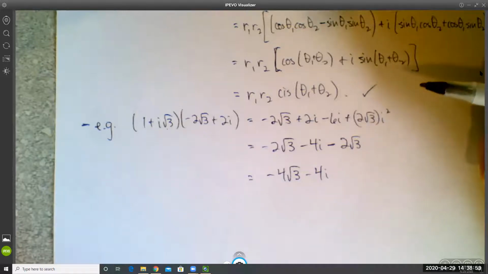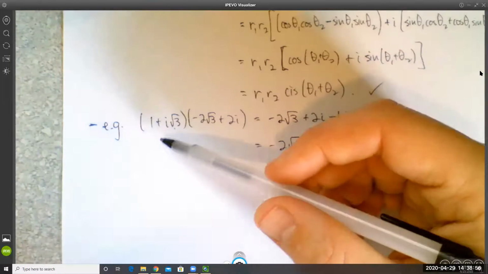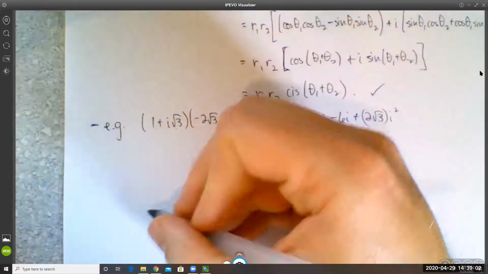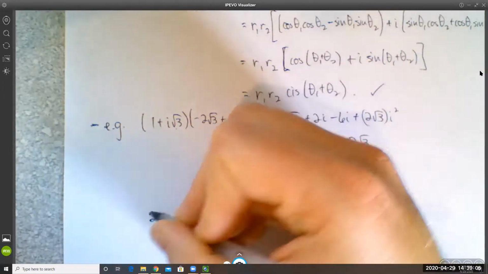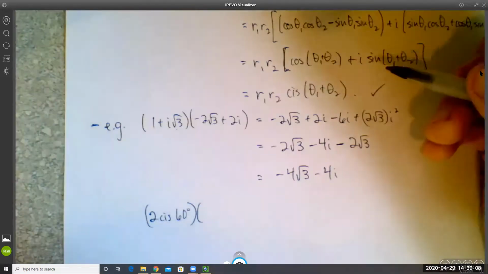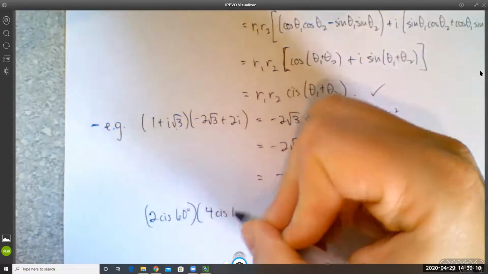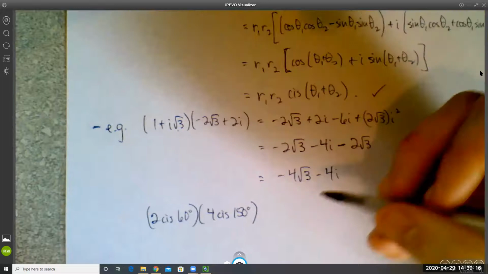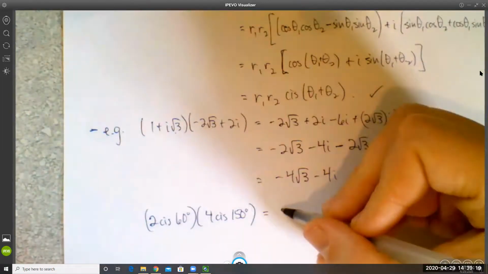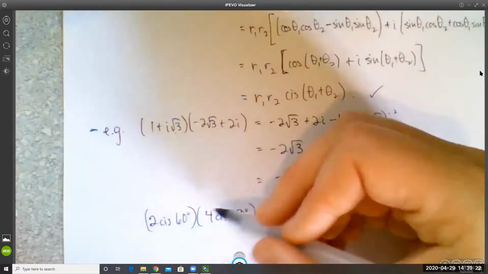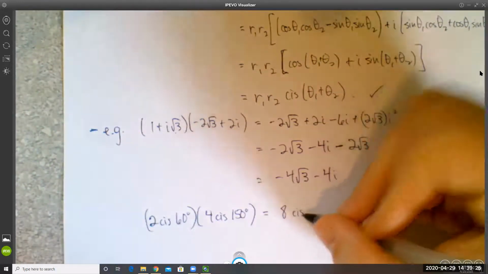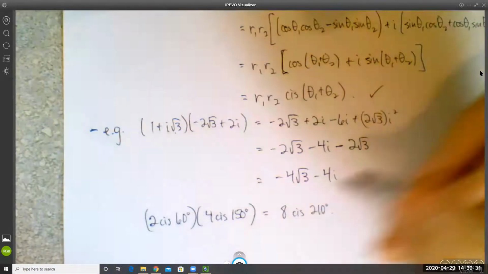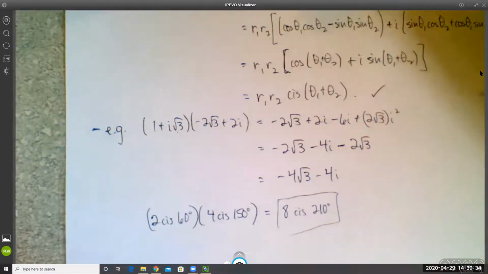Now, in polar form, on the other hand, I'm not going to prove it to you, but 1 plus i root 3 in polar form would be 2 cis 60 degrees. And negative 2 root 3 plus 2i would be 4 cis 150 degrees. And to multiply those two things together, all we have to do is multiply their moduli. 2 times 4 is 8. And then add their arguments. 60 degrees plus 150 degrees is 210 degrees. And that's all there is to it. Right? And then you're done. So it's a lot easier.